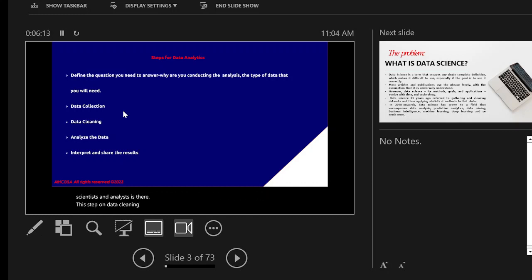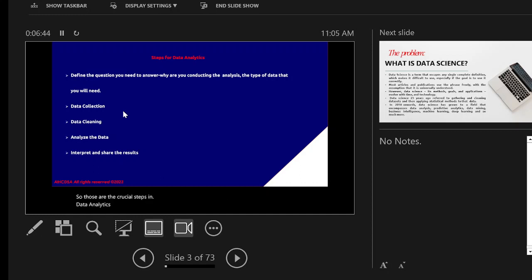After that, you do what is called analysis, whereby you analyze your data. Of course, after analyzing your data, you do what is called data interpretation and share the results. Interpretation is based on your research. Why has the performance dropped? What are the factors affecting it? Are they external, internal, and so on? Those are the crucial steps in data analytics.